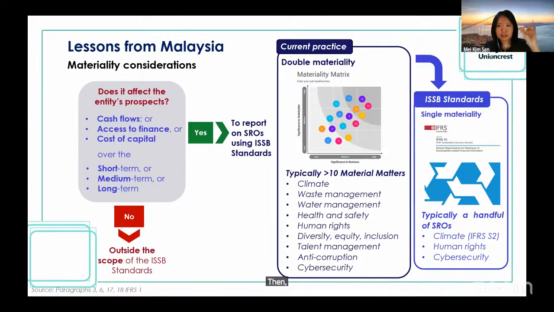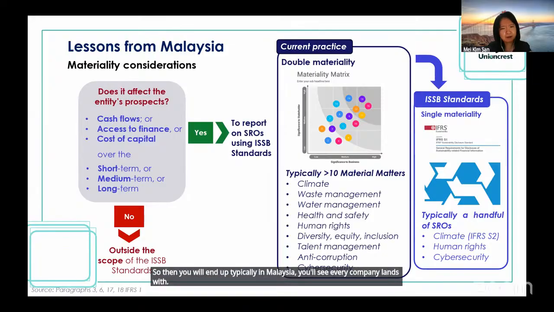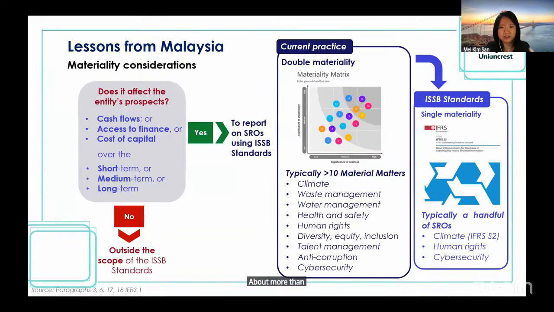Then based on that, you plot them on the graph. So then you will end up, typically in Malaysia, you'll see every company lands with more than 10 material matters. So here I've just listed down a short menu of something across E, S, and G. There's a bit of environment here, social, and then of course there is governance.